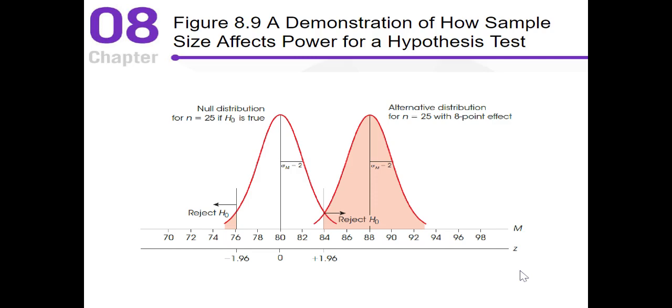And then figure 8.9 shows us a demonstration of how the sample size affects power for a hypothesis test. The left-hand side shows the distribution of sample means that would occur if the null hypothesis were true. The critical region is defined for this distribution. The right-hand side shows the distribution of sample means that would be obtained if there were an 8-point treatment effect. Notice that nearly all of the alternative distribution is shaded. Thus, increasing the sample size to 25 has increased the power to nearly 100% compared to nearly 36% with the sample size of 4.